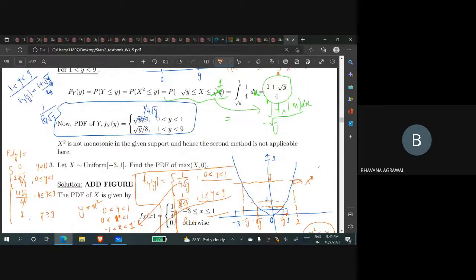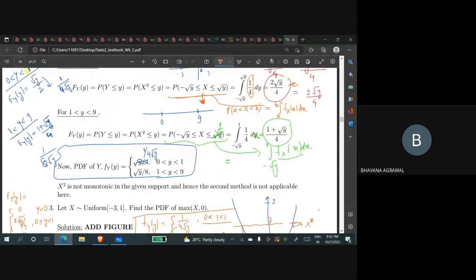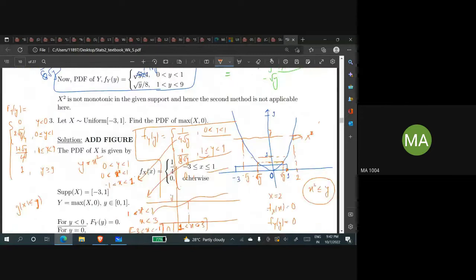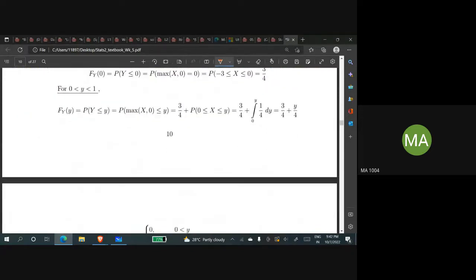Can we differentiate the CDF or integrate it? Sorry, can we differentiate what? As you wrote, integral x minus root 5 to root y by 4. This is what we got through integration. Okay. This is the CDF of y. This is CDF of y.